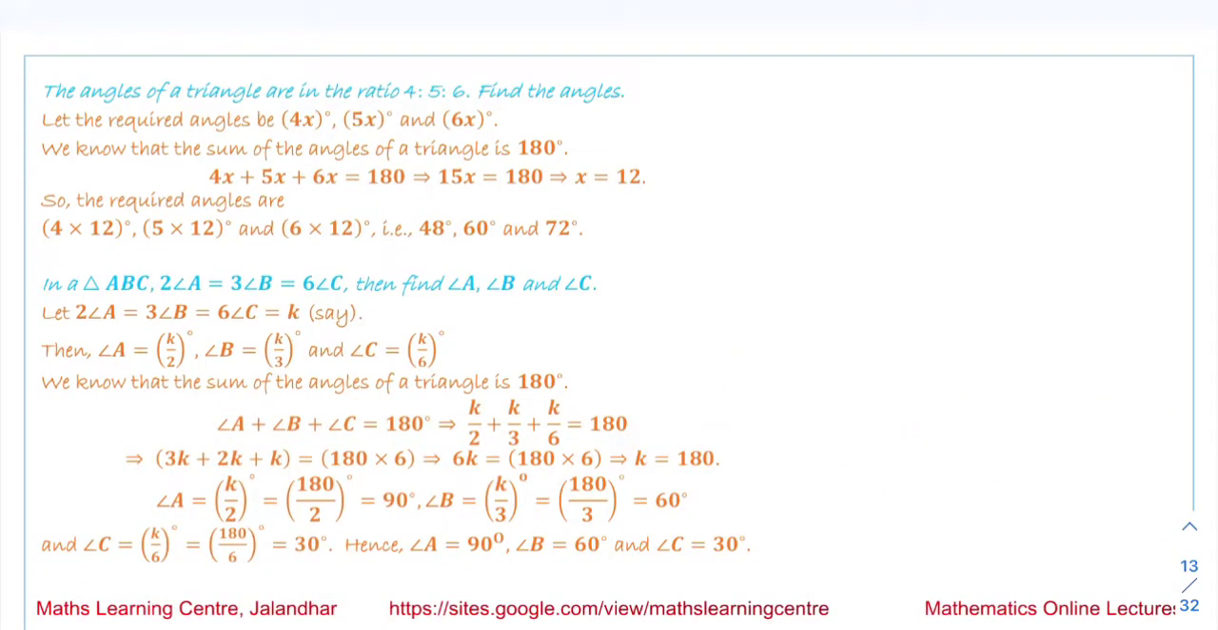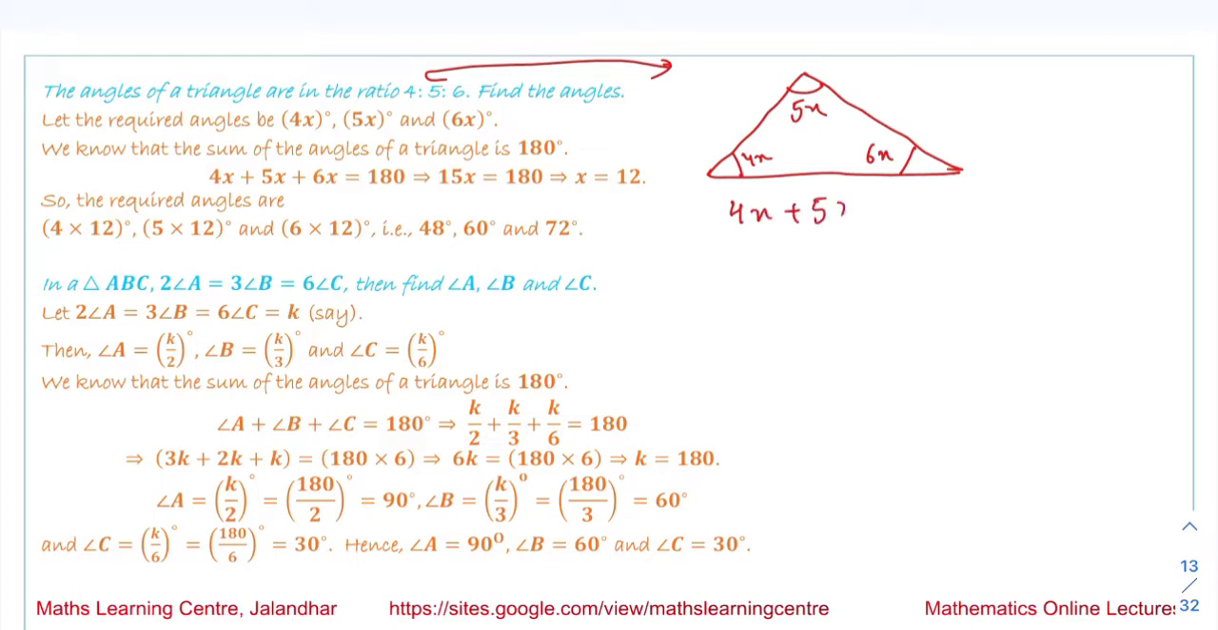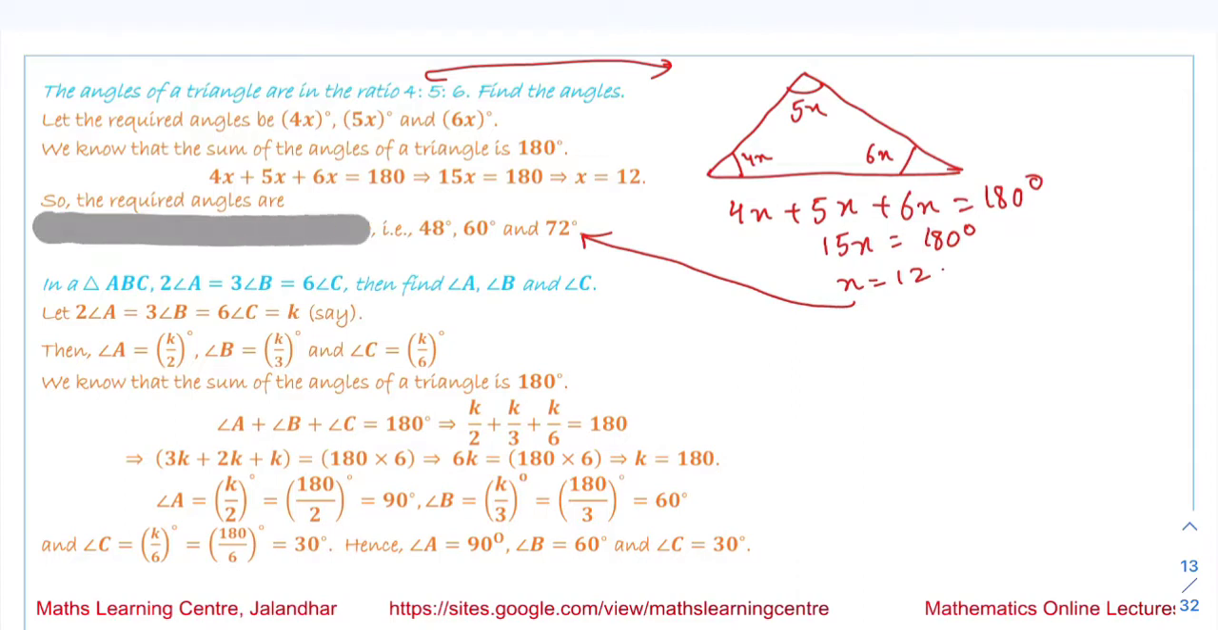Now in the next question, it is given that the angles of a triangle are in the ratio 4:5:6 and we have to find the angles. Suppose for some constant x, the angles will be 4x, 5x and 6x. You know that the sum of the angles of a triangle is 180 degrees. So 15x is equal to 180 degrees, x is equal to 12. The three angles are 4x, 5x, 6x, so the answer is 48, 60 and 72 degrees.